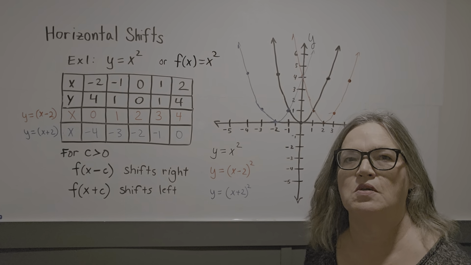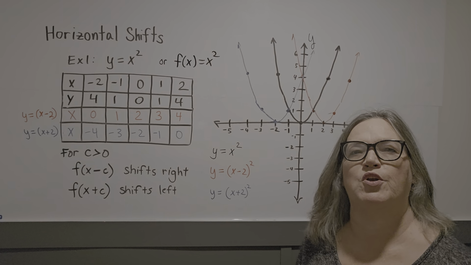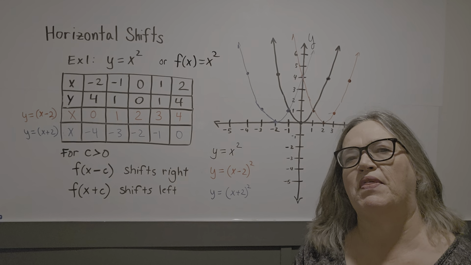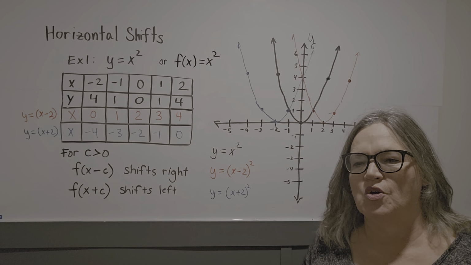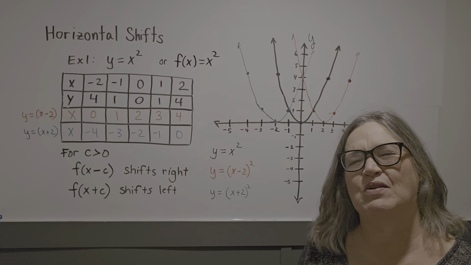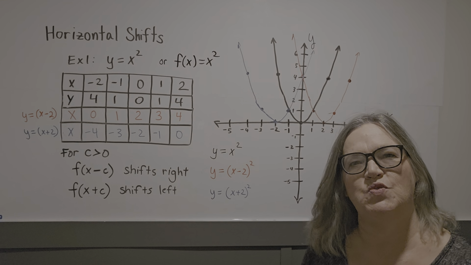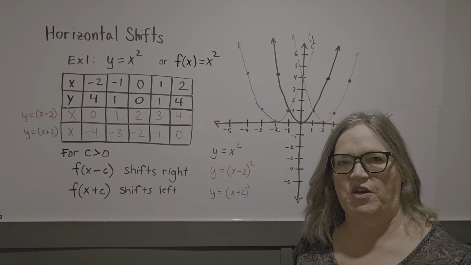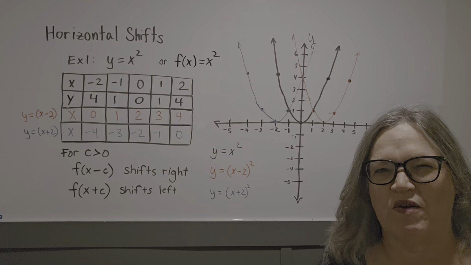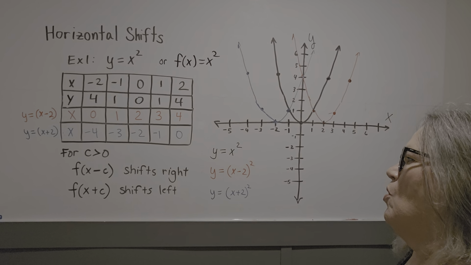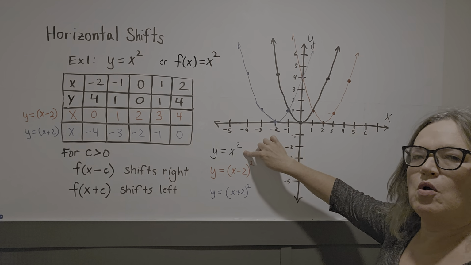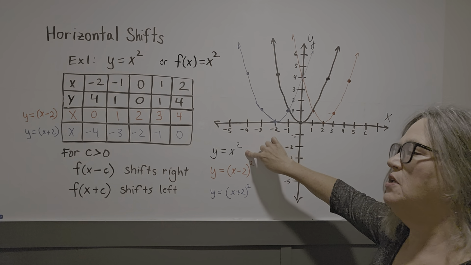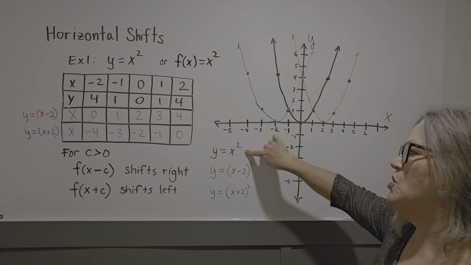Horizontal shifts are a little bit trickier than vertical shifts because we're working with x values, and x values are inside the function. So you kind of have to think in reverse, and it's a little confusing, but just remember that when you're working inside the function, you're reversing things. So let's look at this example with y equals x squared. This is our regular main function, and we're going to shift this horizontally.